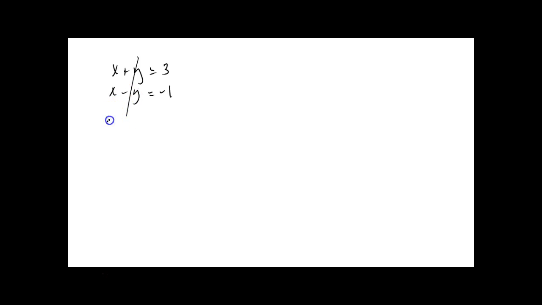So what do you get? 2x is equal to 2. x equals 1. Then plug that back into either one of them. You want to use top or bottom, I don't care. Top one. That'd be 1 plus y equals 3. So y is equal to 2. There's your solution. 1, 2. Ordered pair, 1, 2. And you can plug it into the second one, make sure that still works. 1 minus 2 would be minus 1. Yeah, that works too. Okay?